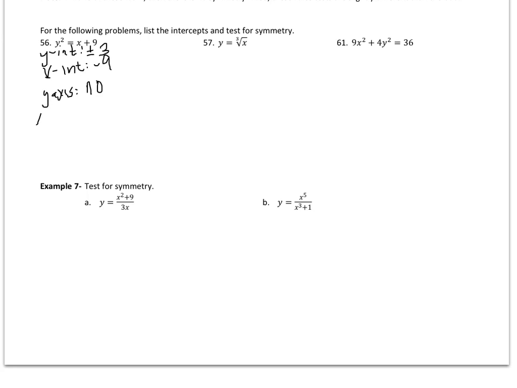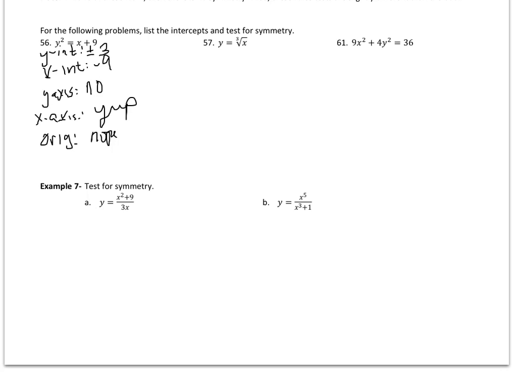Okay, let's go x-axis symmetry. If I plug in negative y for y, do I get the exact same equation? I do, because negative y squared is y squared. So it has x-axis symmetry. Now what about origin symmetry? If I plug in negative y for y and negative x for x, do I get the exact same equation? I don't. So the origin is a no. Okay, that's how we do these problems.